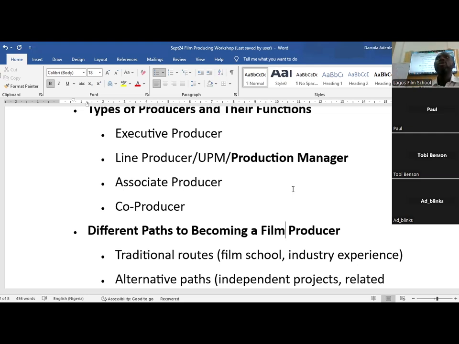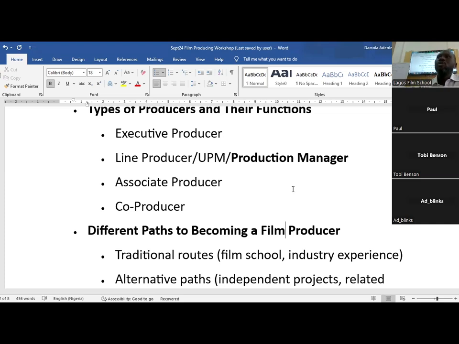You could use that structure to say coordinator, production manager, or co-producers. Does that make some sense? To the producer, yes. So it depends on the scope of your production. This is what determines the specific areas of producers that you need for your production.